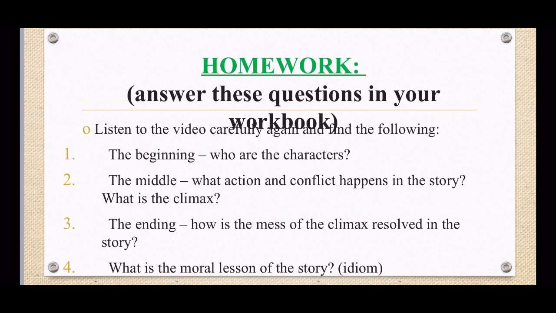So how is the mess of the climax resolved in the story, right? So how is the conflict resolved at the end of the story? And then the last question, you need to write down what is the moral of the story. So the idiom. So like in our story of the milkmaid and a pail, the moral was don't count your chickens before they hatch. So now I need you to find out the moral lesson of this story of the lion and the mouse.